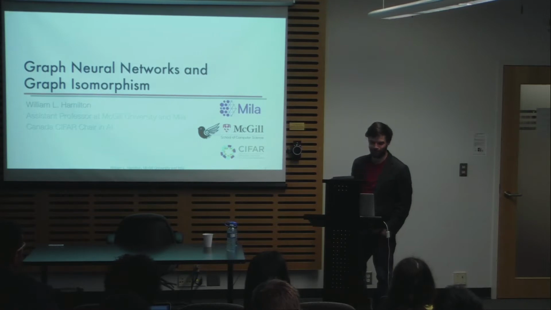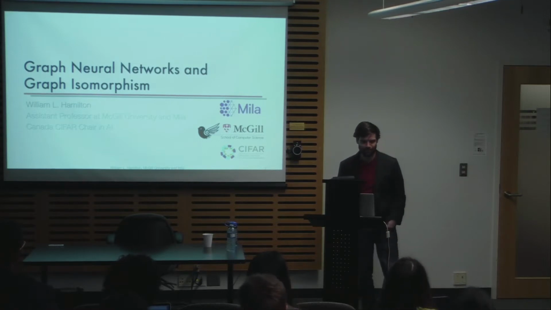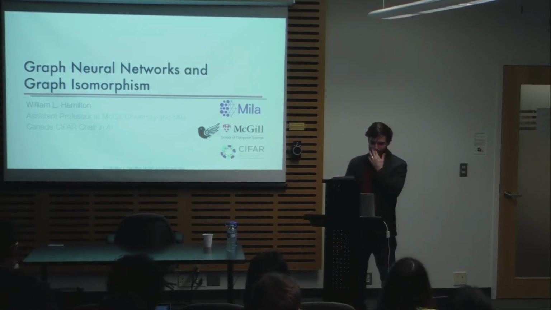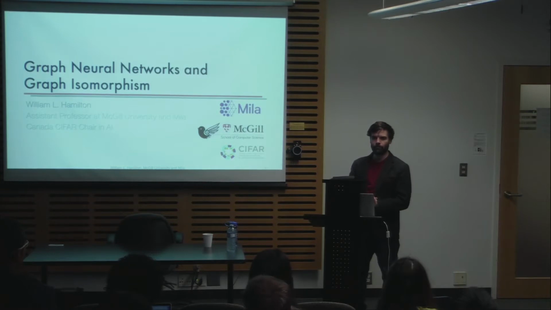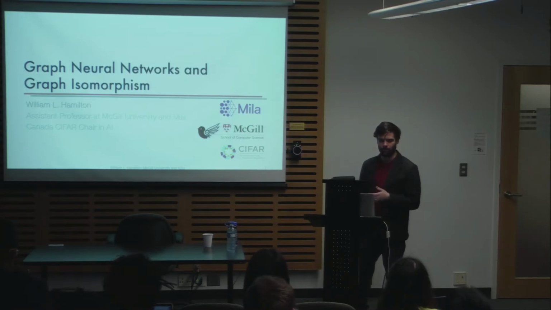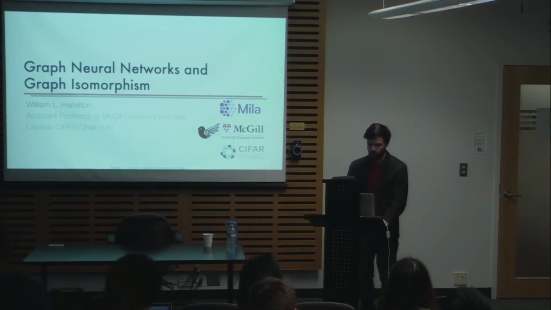Thank you very much. So today I'm going to be talking a little bit about some work I've done on graph neural networks, and in particular talking about a little of the theory of the representational power of graph neural nets and how that relates to some more traditional work on graph isomorphism and how we can use connections between these things to understand graph neural nets a little bit better.